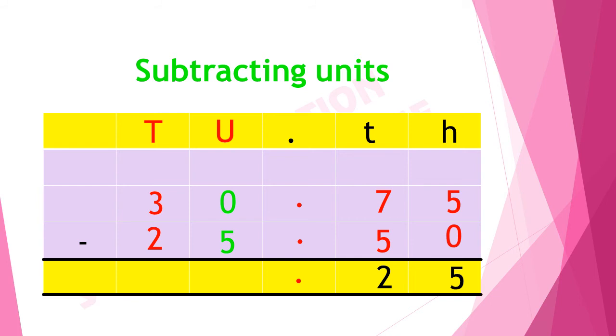We borrow, as we do in subtraction of numbers. From 3 tens we will borrow 1 ten, and here we are left with 2 tens. Now we have 10 units. From 10 units we can easily subtract 5 units. From 10 units we will subtract 5 units.